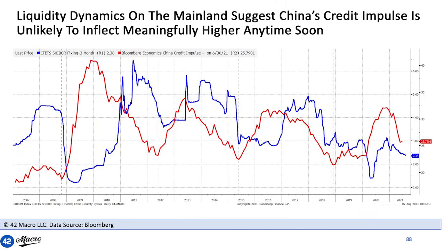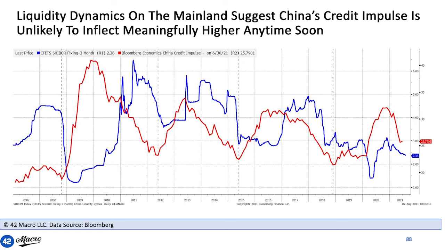On slide 88, the liquidity dynamics on the mainland suggest China's credit impulse is unlikely to inflect meaningfully higher anytime soon. So what we're showing here is 3-month SHIBOR, which I'd like to think is the most relevant proxy for Chinese financial conditions out there. 80+% of private non-financial sector credit on the mainland is on a bank balance sheet. So if you can track interbank lending rates, you pretty much know how liquidity is flowing in the Chinese economy.